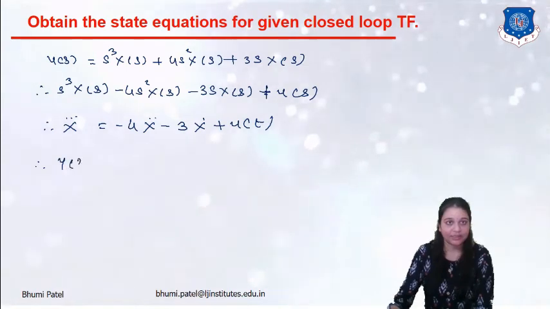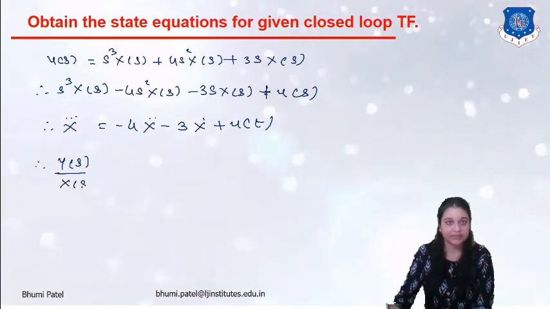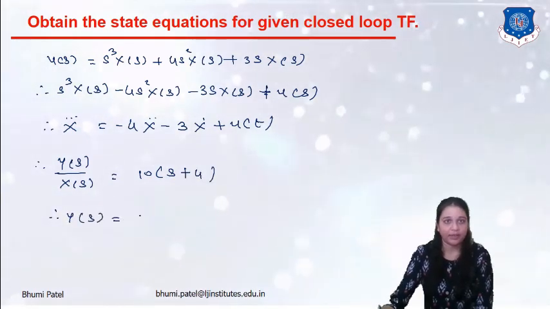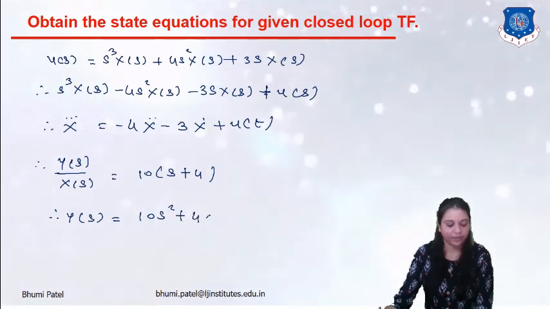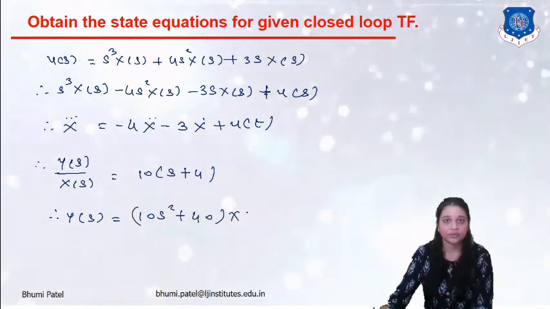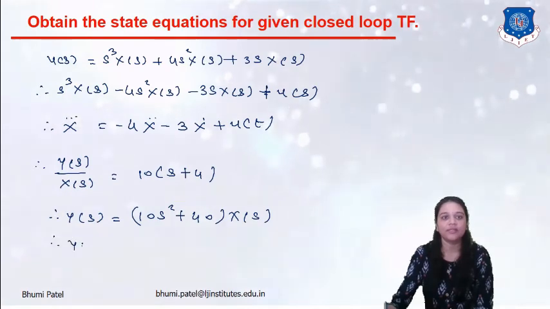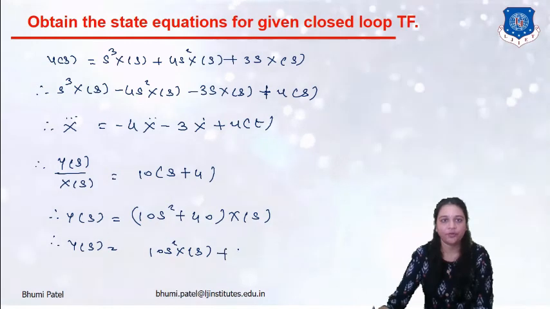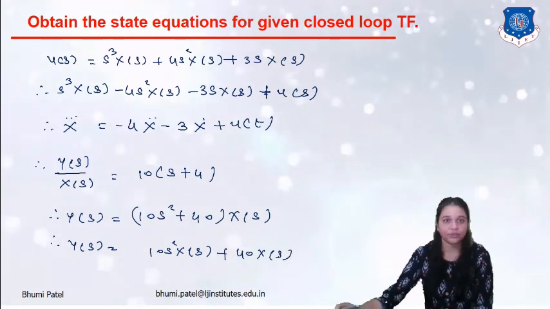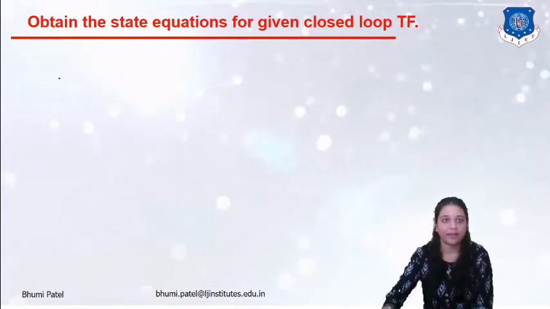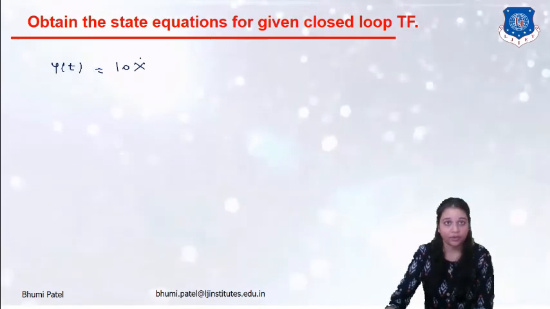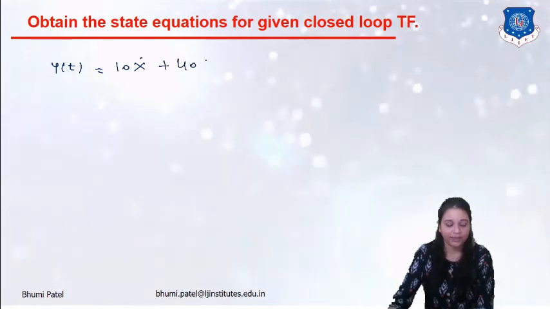Now the next equation: y of s upon x of s is equal to 10 into s plus 4. That means y of s is equal to 10s square plus 40 into x of s. That means y of s is equal to 10s square x of s plus 40 x of s. So we can take the inverse Laplace. So y of t is equal to 10 into x dot plus 40x.